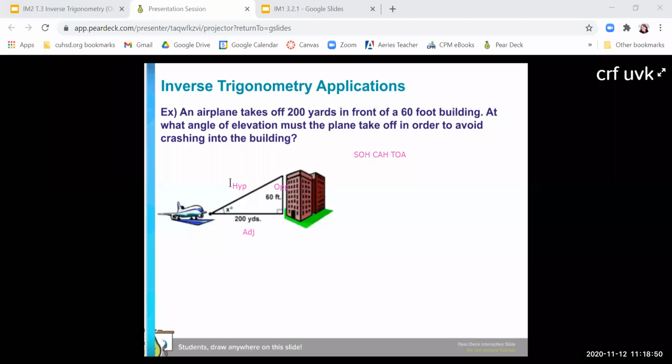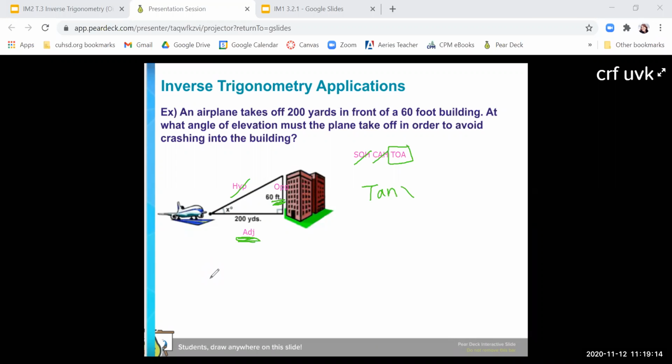So we look at the information that we know in our diagram, and it looks like we know the adjacent side is 200, so we're going to use adjacent. We know the opposite side is 60, so we're going to use opposite, and hypotenuse is out on this round, which means sine is out and cosine is out because they both use hypotenuse. So we're going to use tangent for this one. Now we set up our equation.